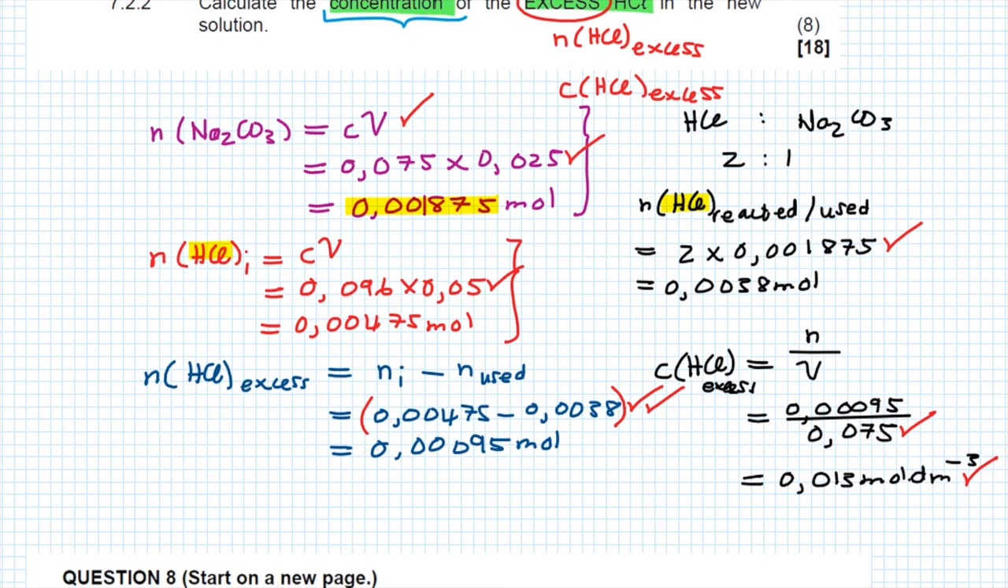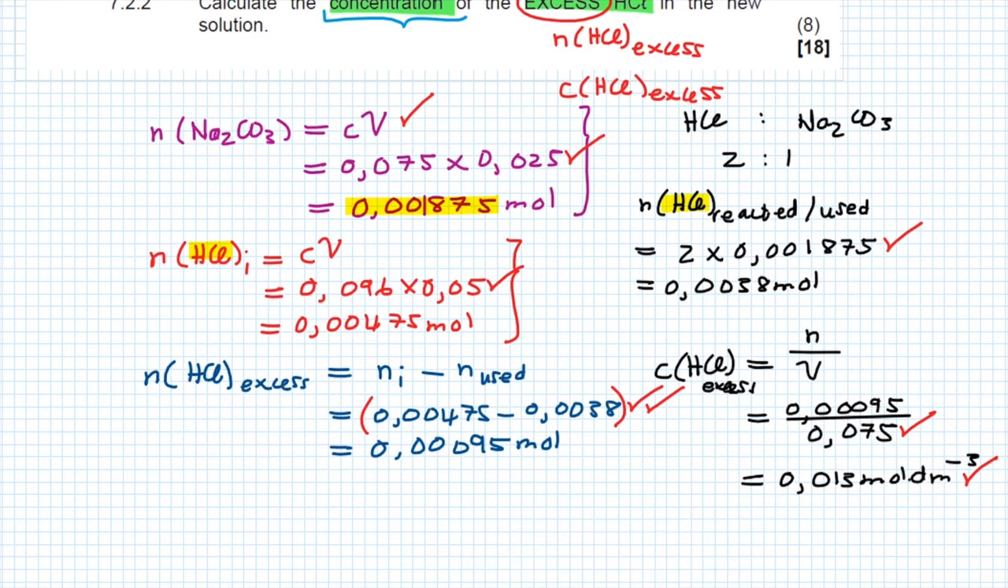This is a very long question, and you can work it out using first principles as I have, or if you would like to, you can make use of this formula on your formula sheet. This is the formula that we normally use for titrations. CaVa over CbVb is equal to Na over Nb. You're welcome to try and use this formula, and of course when you are done, go and have a look at the marking guidelines to see if you have answered this question correctly, to see if your method is correct.